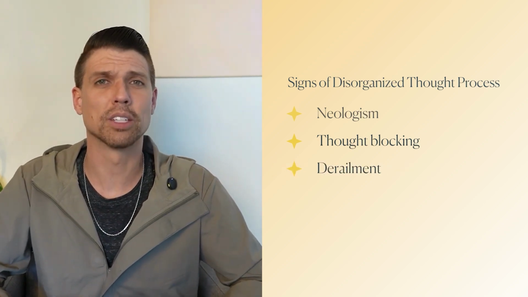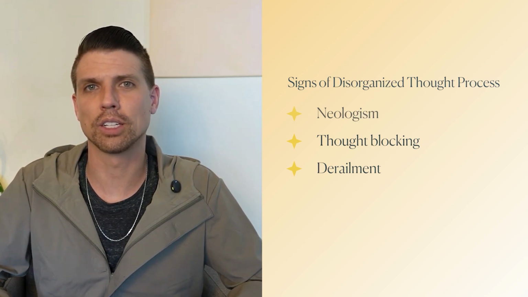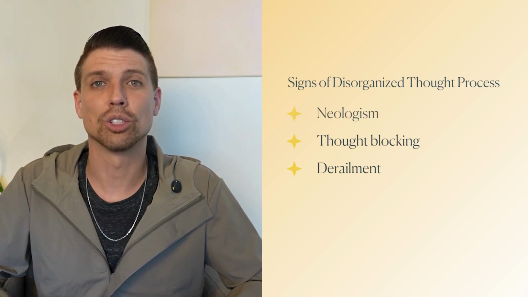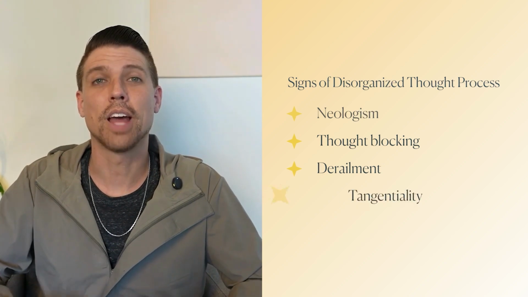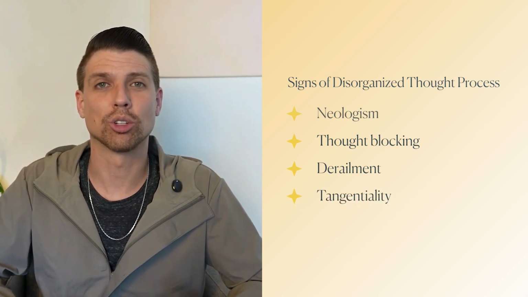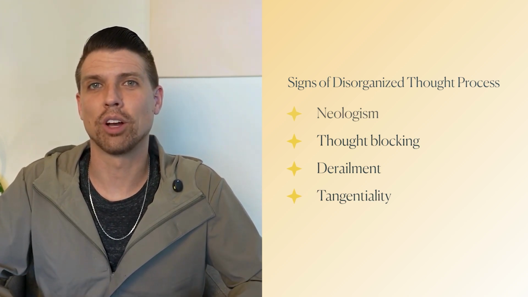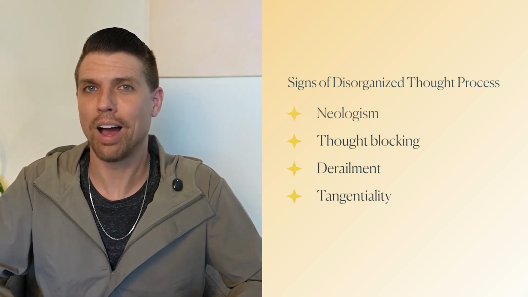Next is derailment. This is when you're jumping between ideas or topics that aren't related or connected as you speak. This can cause you to lose sight of your original thought. And next is tangentiality. This is when you gradually drift away from the central idea of a conversation. You can end up on a tangent as your train of thought deviates from the topic, but without an abrupt shift.